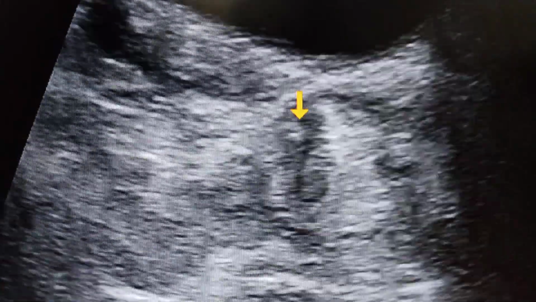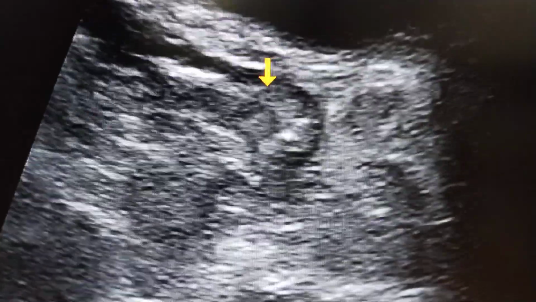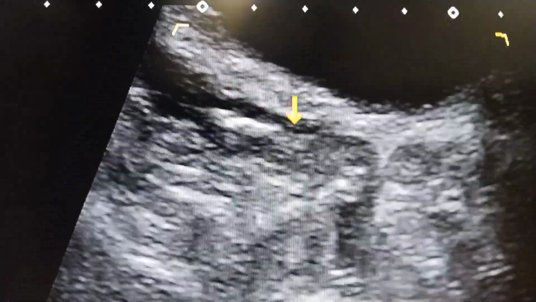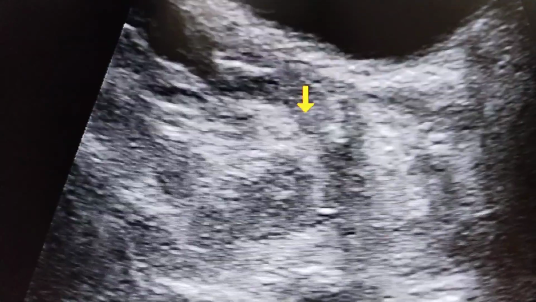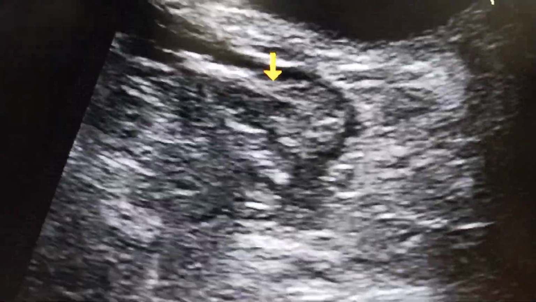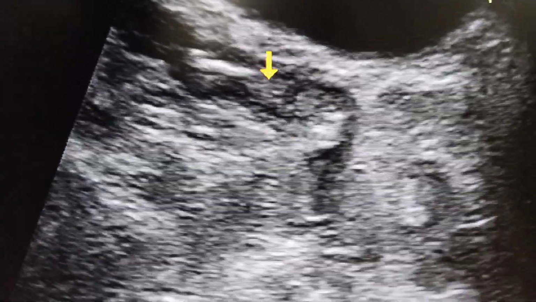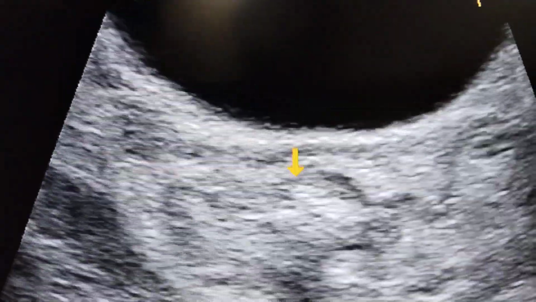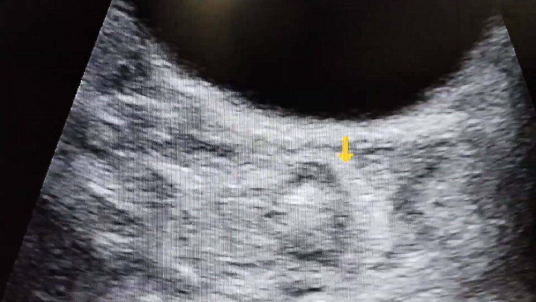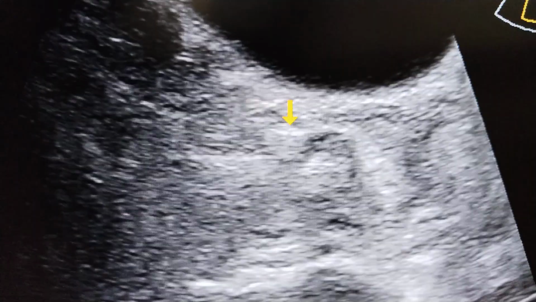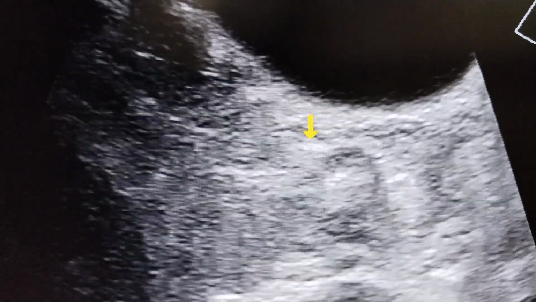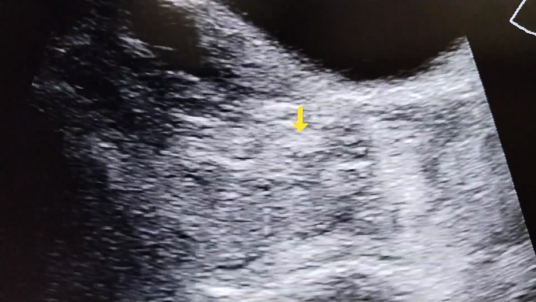And this is the sigmoid. Look here. This is the sigmoid, and when we move toward the rectum, there is a lot of difference between the wall of the sigmoid and the wall of the rectum. So, in conclusion, this is a case of ulcerative colitis that is sparing the rectum.